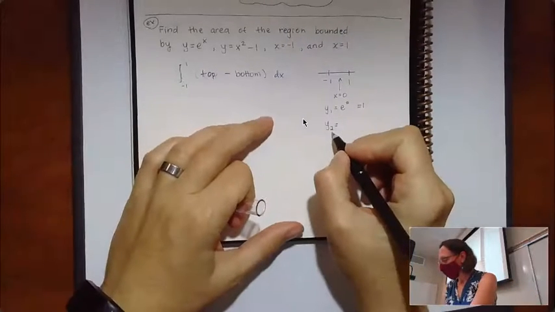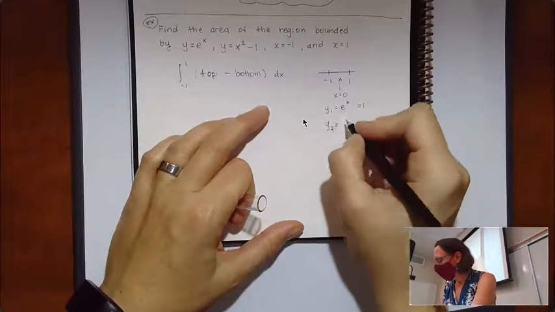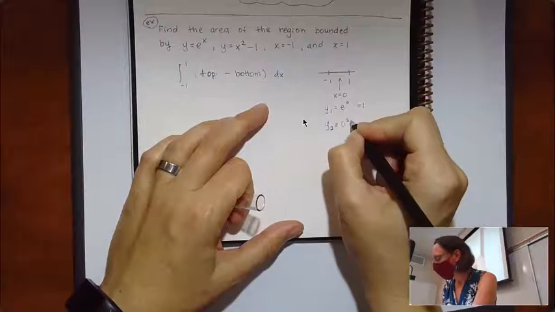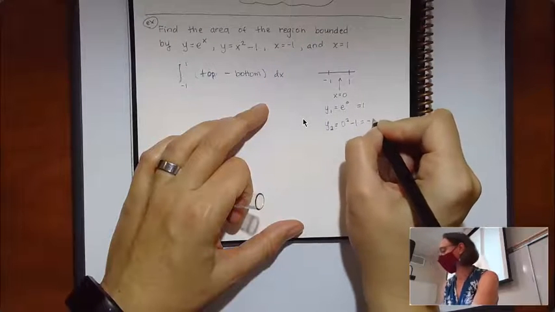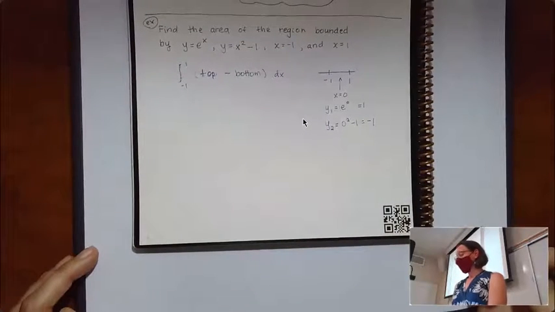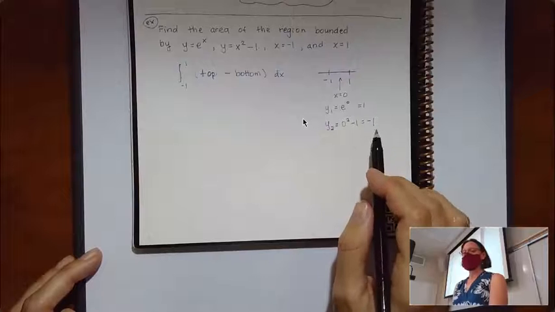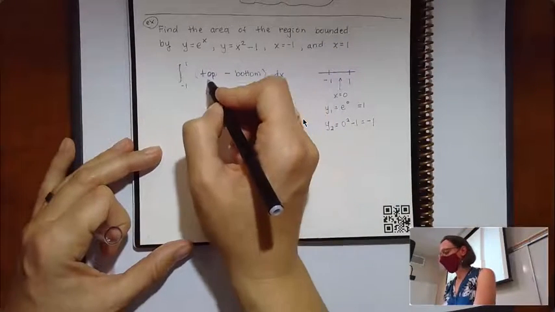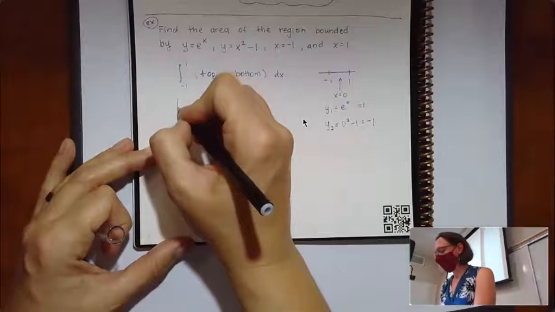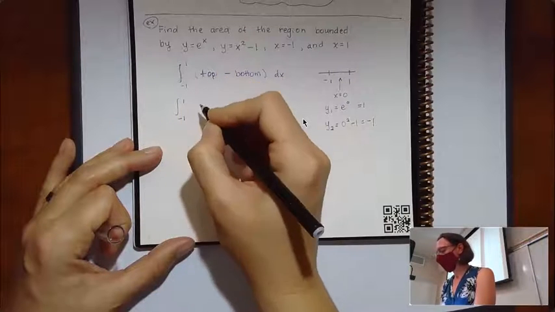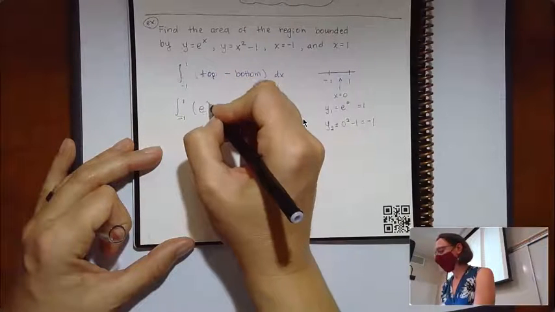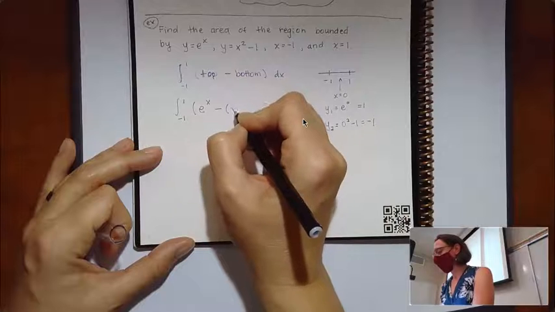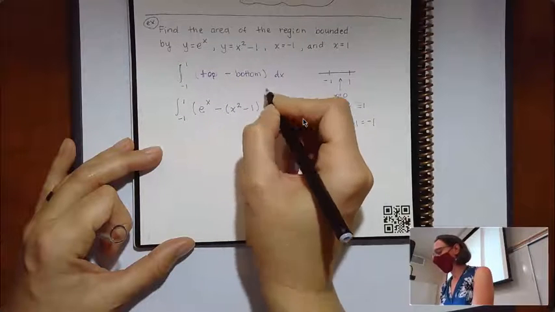Cool, now when I plug in 0, I would have 0 squared minus 1, and I would get -1. So that tells me that the parabola has a smaller y value. So the parabola is on the bottom, the exponential is on the top. This would go from -1 to +1, and I'd have e to the x minus the whole equation for the parabola.